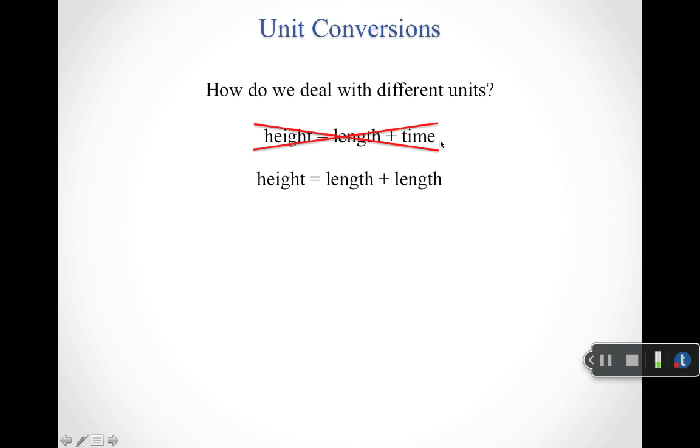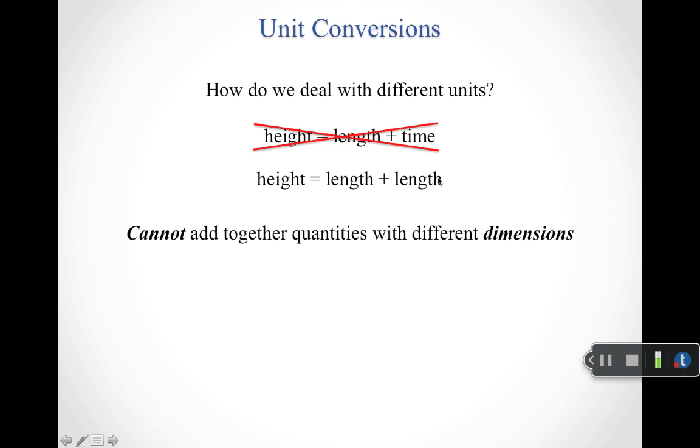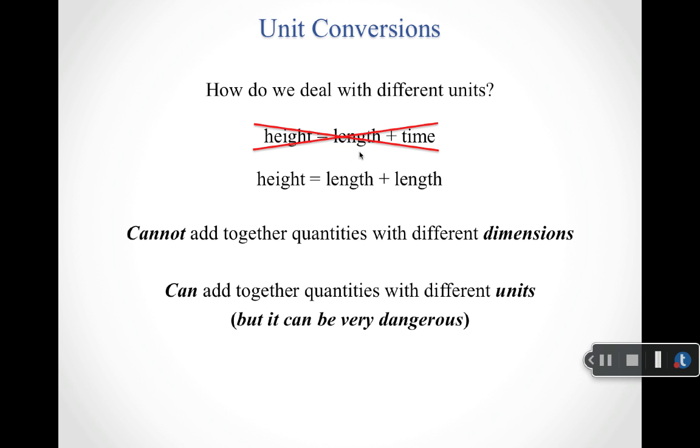So part of what these two examples tell us is, one, I cannot add together quantities with different dimensions. Length and time are two different dimensions, and so adding them or subtracting them doesn't make any sense. Right? So length plus time, length minus time, none of that means anything. That's just silliness. I can, however, add together quantities that have the same dimension but different units. But it can be very dangerous when I start doing calculations.